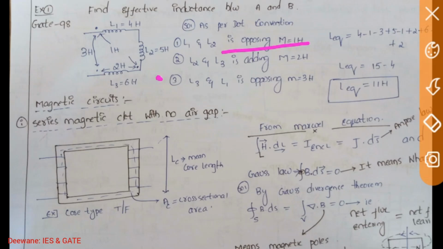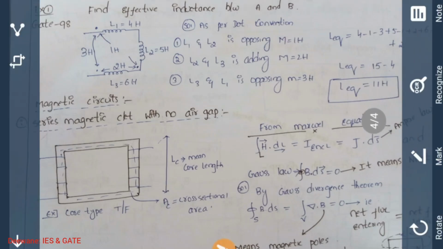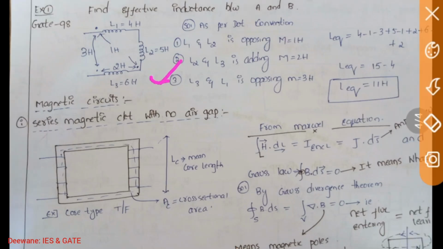Now take L2 and L3. In L2 current is leaving the dot, in L3 also current is leaving the dot. So it is adding, 2 Henry. Take L3 and L1. Here current is entering, here it is leaving. So it is opposing, 3 Henry. Opposing means minus and adding means plus.